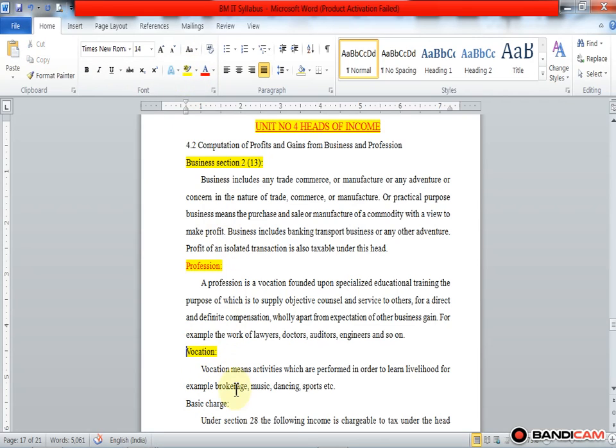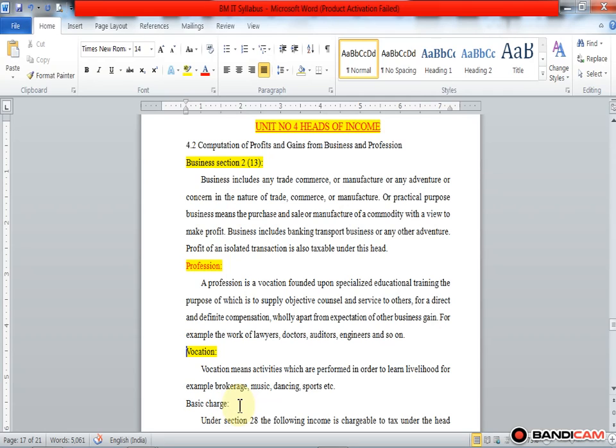Okay, for example, music, dancing, sport is the skill of that person and he earns money from these skills, which is known as occupation. So here occupation means activities which are performed in order to earn a livelihood, for example brokerage, music, dancing, sports, etc. Okay, so here business means any concern which is engaged in purchase and sale or manufacture of commodities with a view to make a profit. It is known as business.